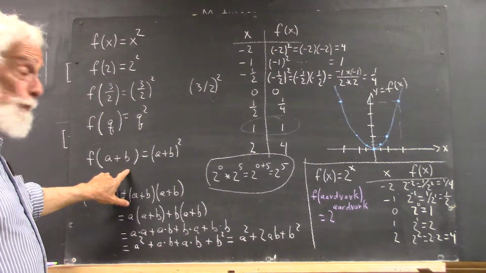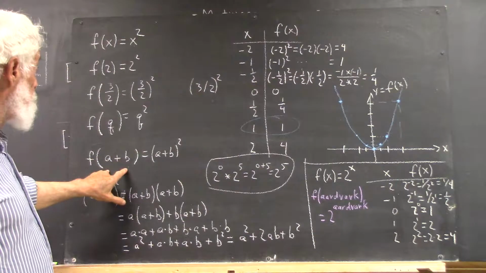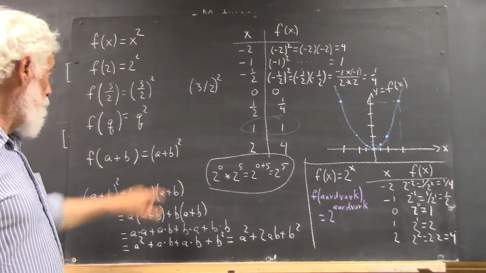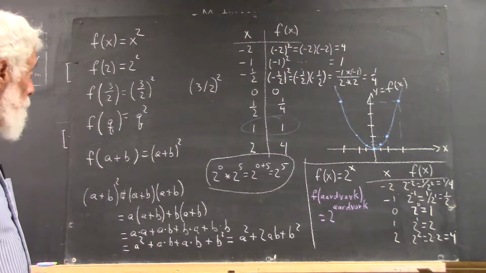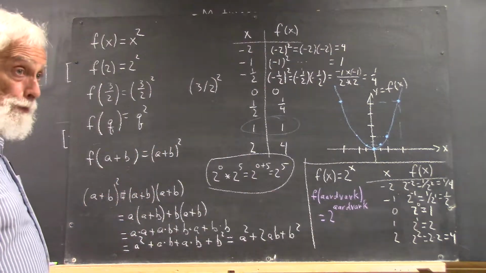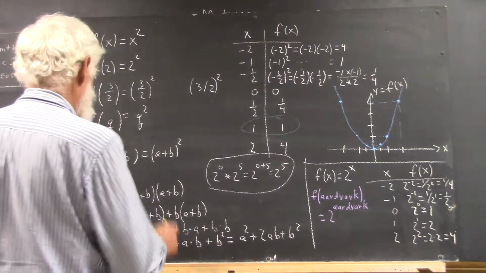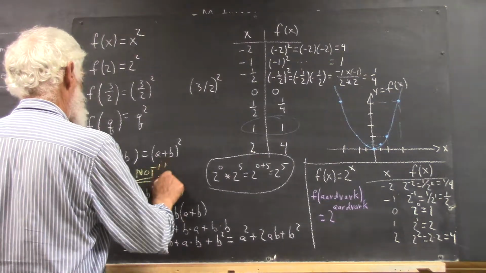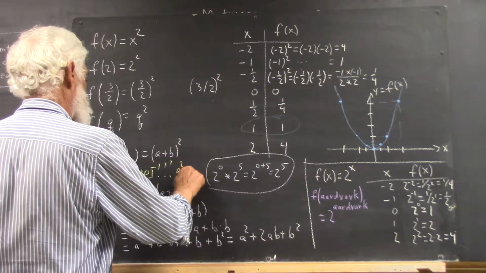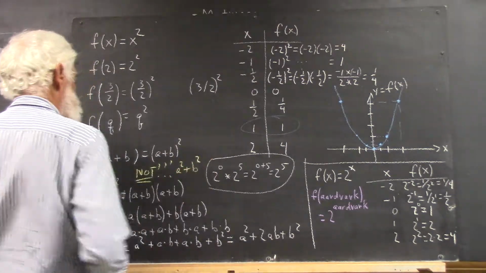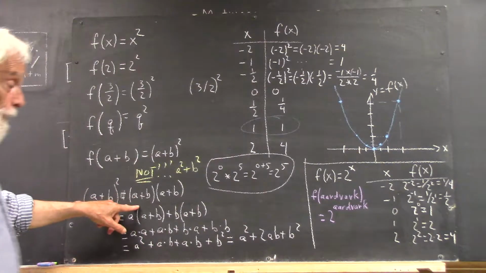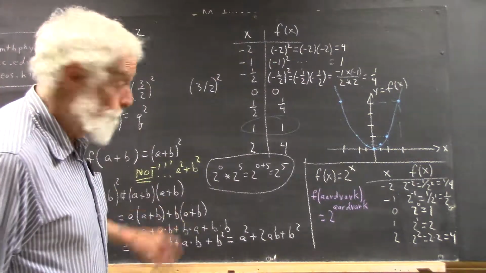f of a plus b, x is replaced by a plus b, so you replace this x by a plus b, and you get a plus b quantity squared. And that's not a squared plus b squared. So I'm going to make a note here. a plus b quantity squared means a plus b multiplied by a plus b.